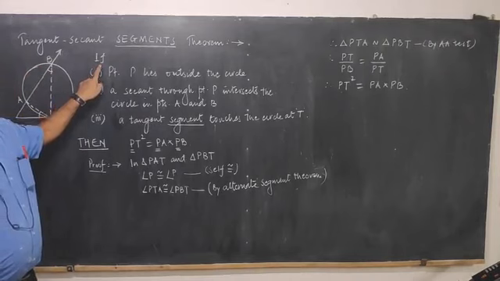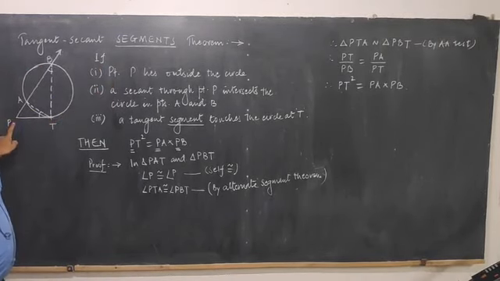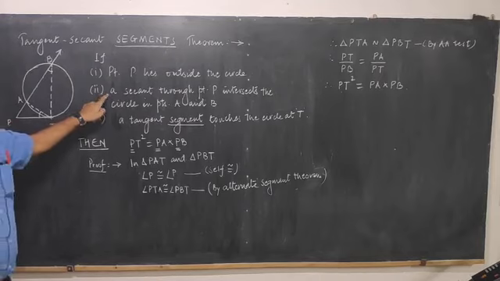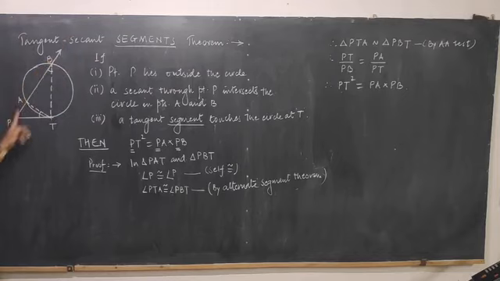If a point is given to you outside the circle, point P is outside the circle, a secant is drawn through that point P, intersecting the circle in two points A and B, and a tangent segment is touching the circle in point T. तीन कंडीशंस वेरीफाई करनी होती है.